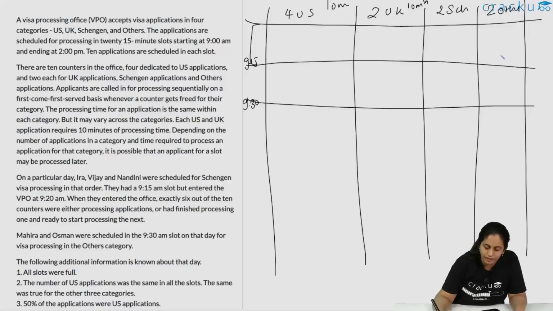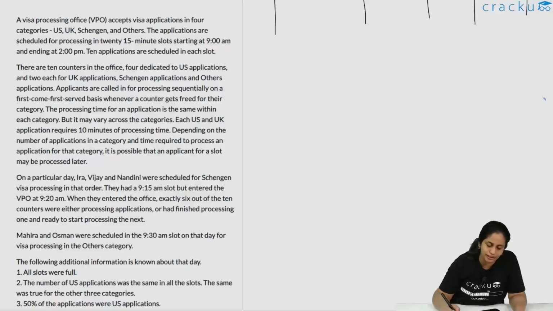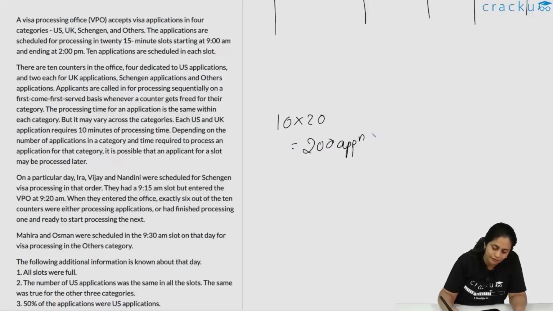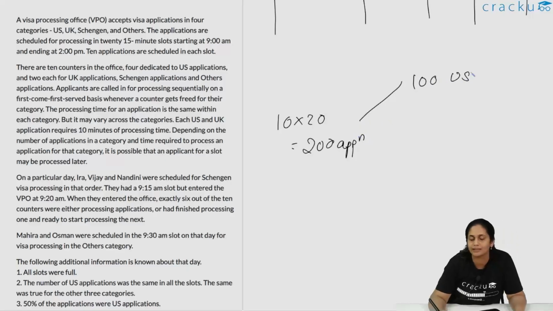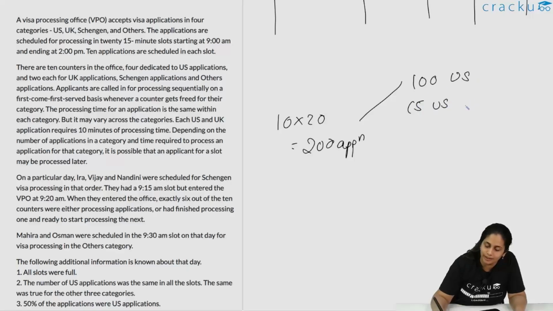The following additional information is known about that day. All slots were full. The number of US applications was the same in all the slots. The same was true for all the other 3 categories. 50% of the applications were US applications. So you have essentially 10 applications for each slot. There are 20 slots. So the total is 10 into 20. There are a total of 200 applications, of which 50% are US. So there are 100 US applications, and with the same number of applications per slot across 20 slots, there are 5 US applications per slot.